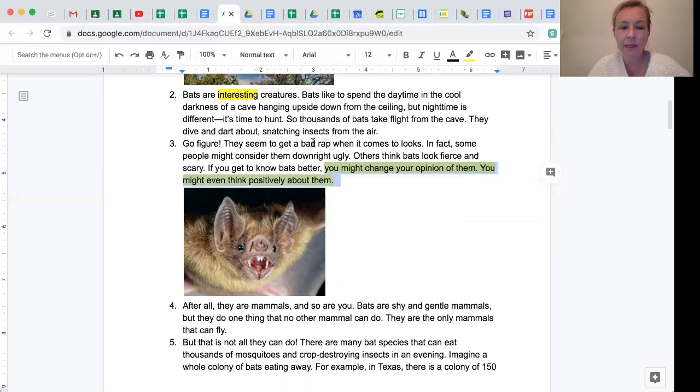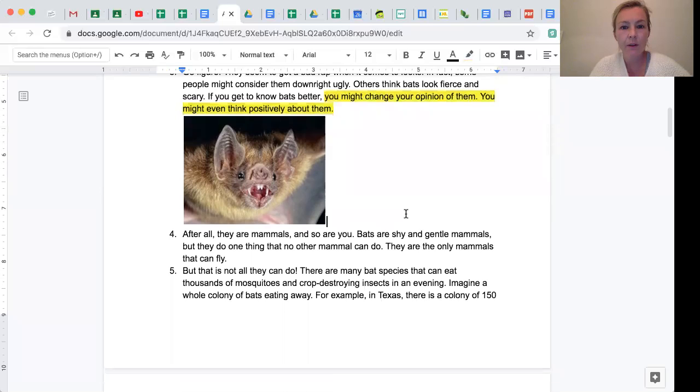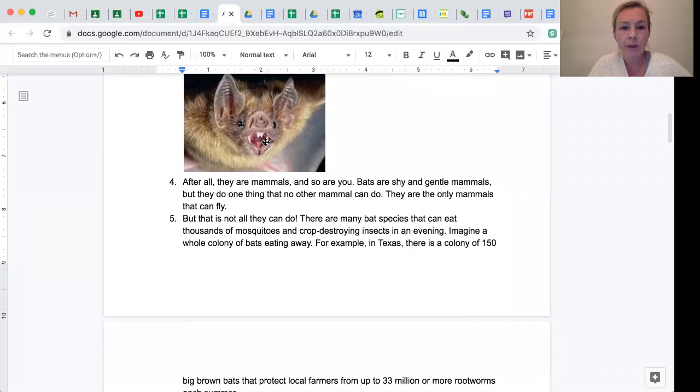That is an interesting expression. We'll come back to that. Let's keep reading. Paragraph 4. Look at that image. That's the vampire bat. Paragraph 4.